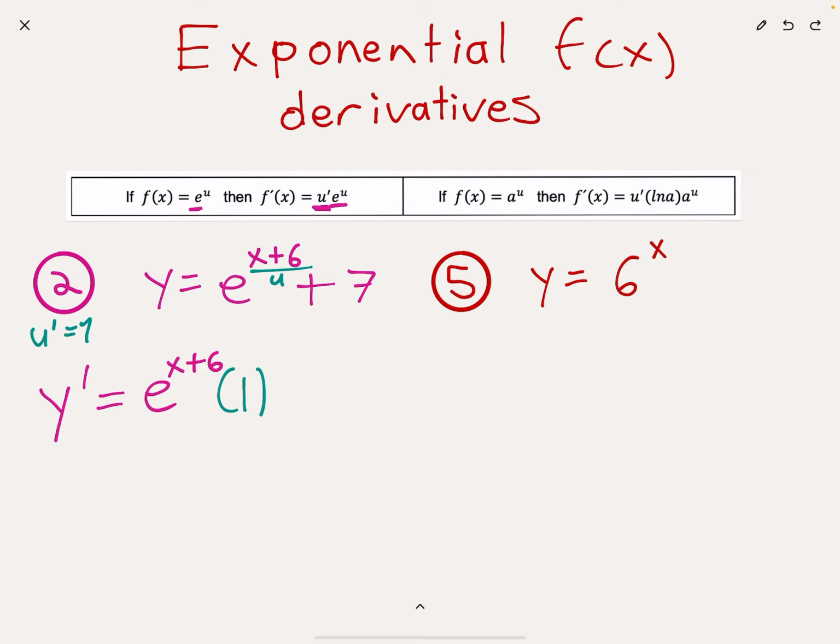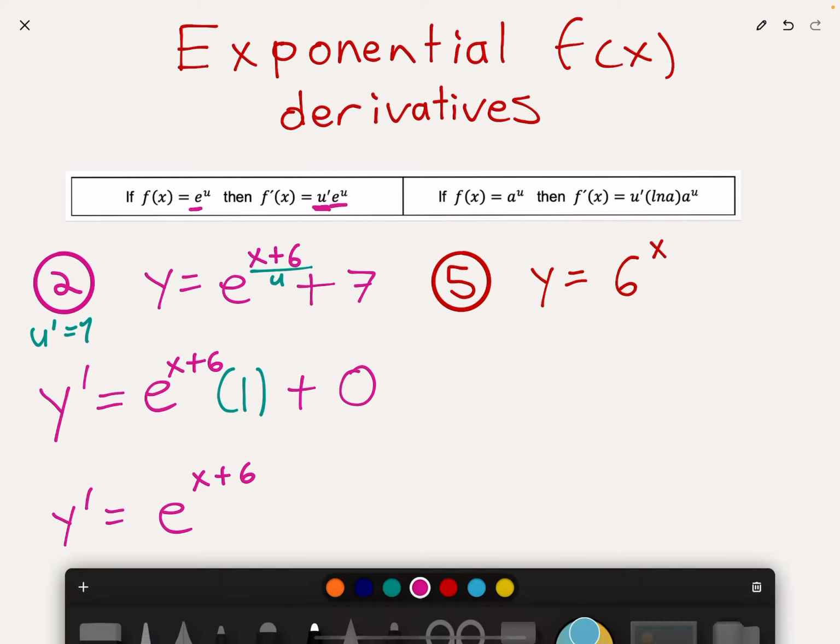Remember that the plus 7 is a different monomial. It's separated because of the plus. So in this case, we would apply the derivative for a constant, and we know the derivative of 7 is 0. The last thing I will do is just rewrite this function without the 0 and the 1. The actual answer for this function is 1 plus e exponential x plus 6.